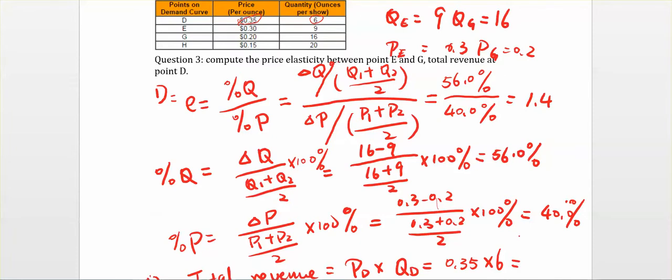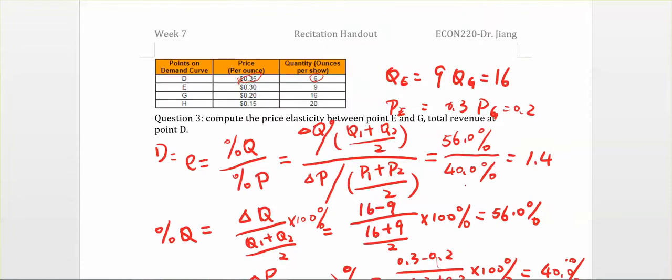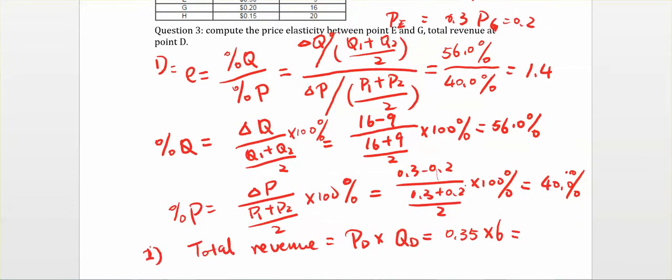So you will get 2.7, right? Wait a second. If you use a calculator to calculate 0.35 times 6, you will get $2.1. So the answer here is that the revenue is $2.1. So that is about this question.